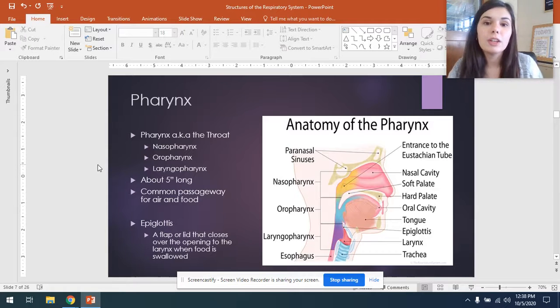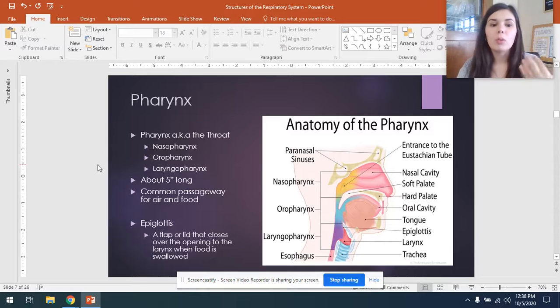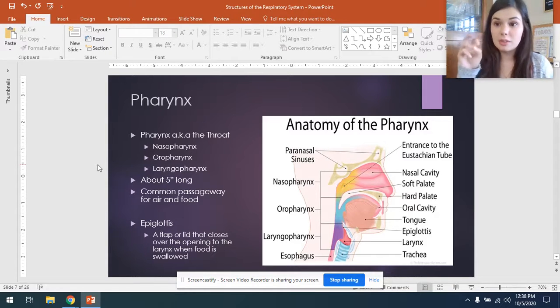So you use your pharynx to breathe in air, and then that air travels down your trachea, whereas you also use your pharynx to swallow food, and that food in the digestive system would then travel down your esophagus. So the pharynx is a common passageway for both systems. And then you have your epiglottis located at the back of your pharynx, and this is the actual flap or lid that helps to close over the opening of the larynx when food is being swallowed. Your epiglottis basically prevents you from swallowing food down the wrong pipe.